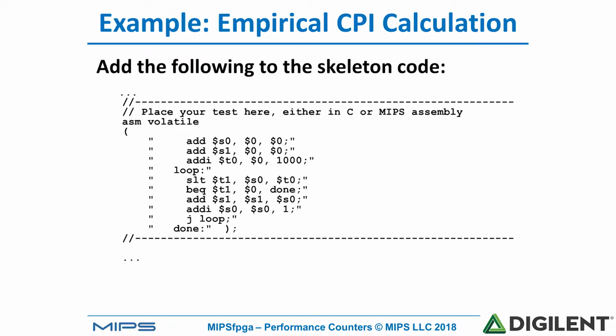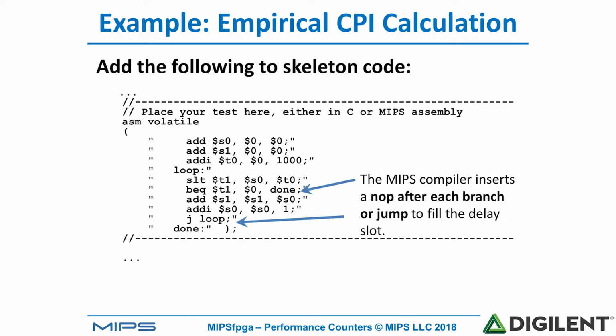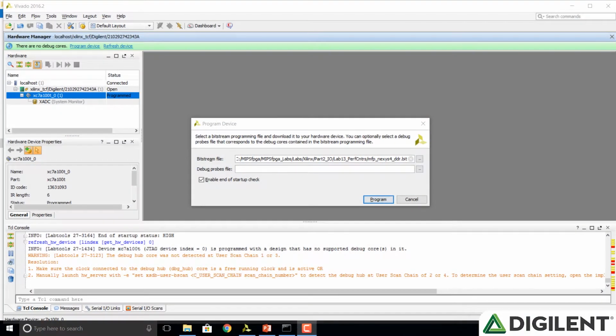Now let's use performance counters to measure how the MIPSfpga processor performs on this code. We're going to add the following assembly instructions to our skeleton code and then test it on our Nexus 4 DDR board. Note that the MIPS compiler inserts a no-op instruction after each branch or jump to fill the delay slot. We'll start by loading the MIPSfpga system onto our Nexus 4 DDR board. We can use the bit file located in the Lab 13 folder, shown here.